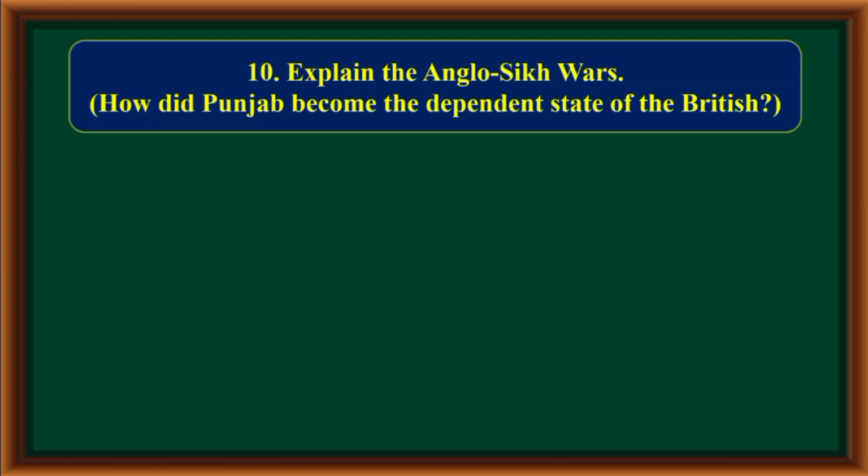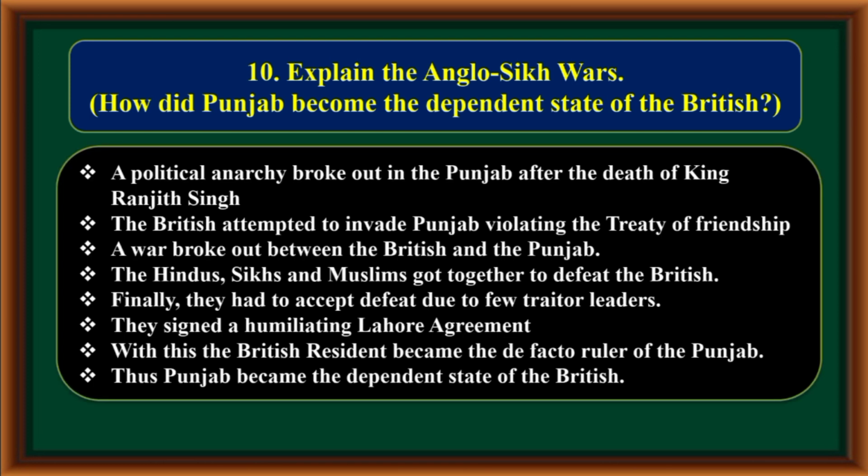Explain the Anglo-Sikh Wars, or how did Punjab become the dependent state of the British? A political anarchy broke out in the Punjab after the death of King Ranjit Singh. The British attempted to invade Punjab, violating the Treaty of Friendship. A war broke out between the British and the Punjab.